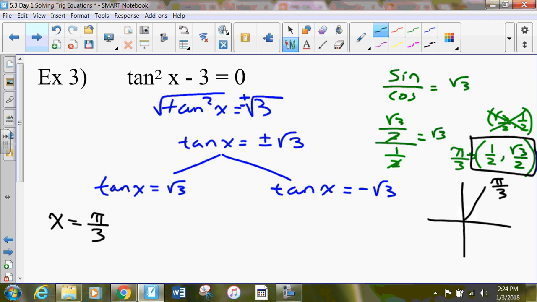Where else is tan positive? Well, let's think about it. Tan is sine over cosine, so it's going to be positive in the first quadrant, where sine and cosine are both positive. It's also going to be positive in the fourth quadrant. See if I can draw this a little bit better.